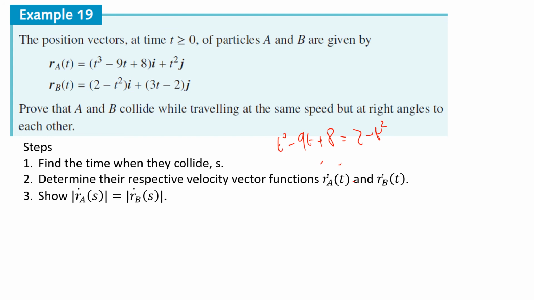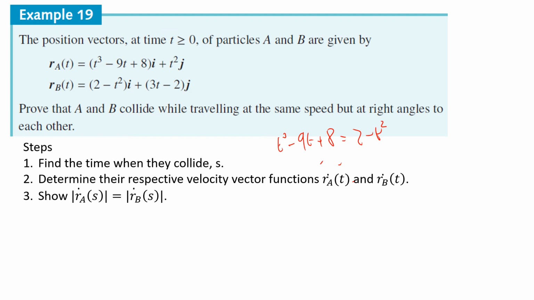is to work out their respective velocity vector functions, sub in that time at which they're colliding into both, and show that the magnitudes of each are equal. That's showing that when they collide, they're traveling at the same speed. So that's what steps 1, 2, and 3 are doing.